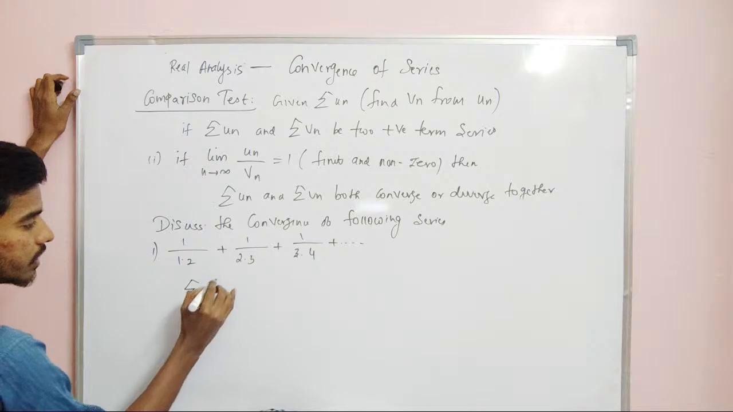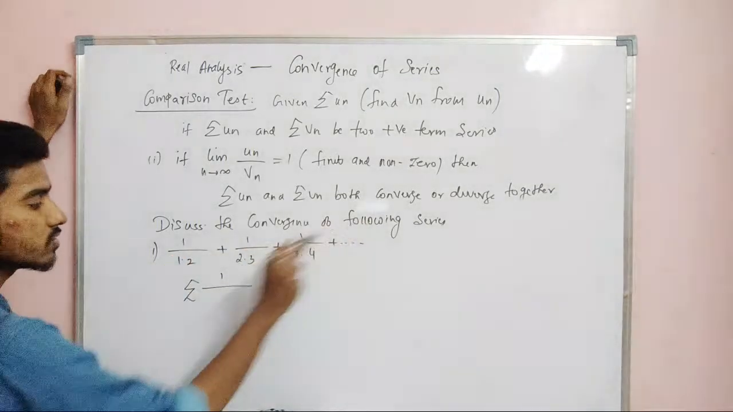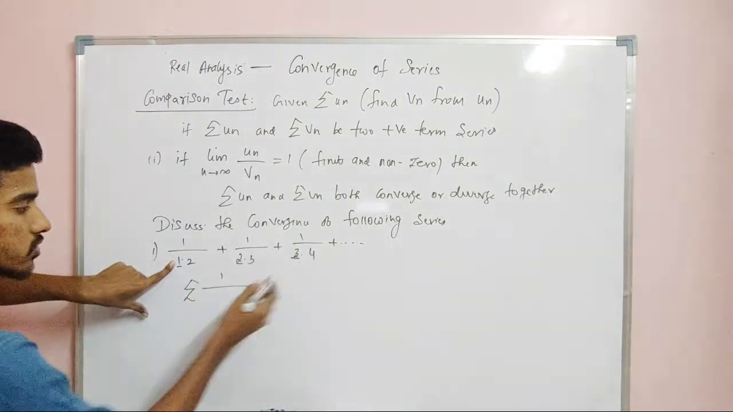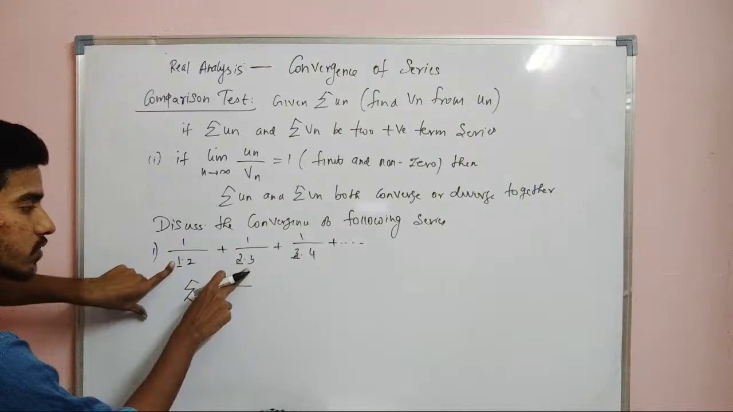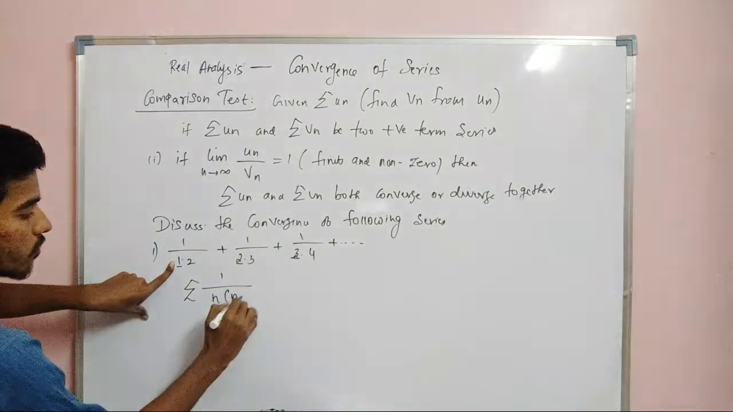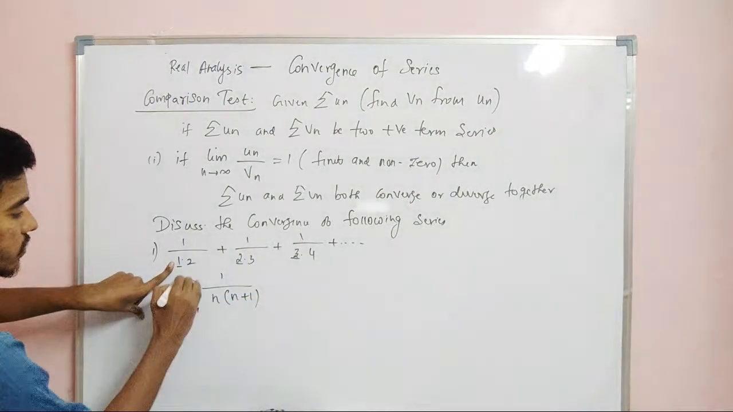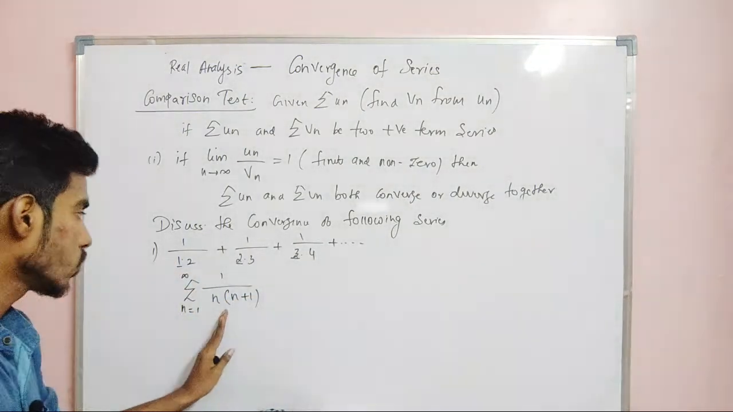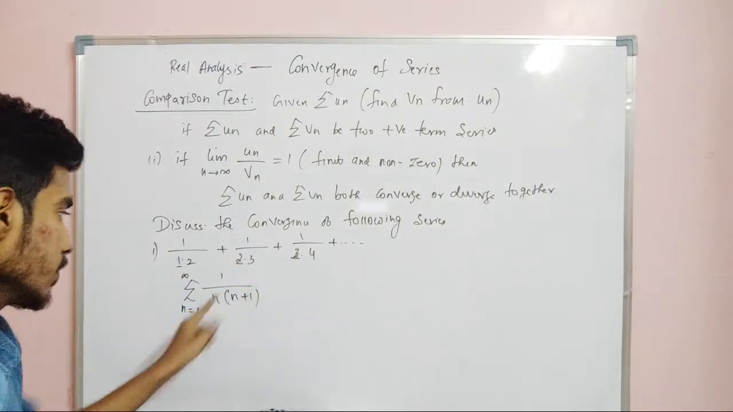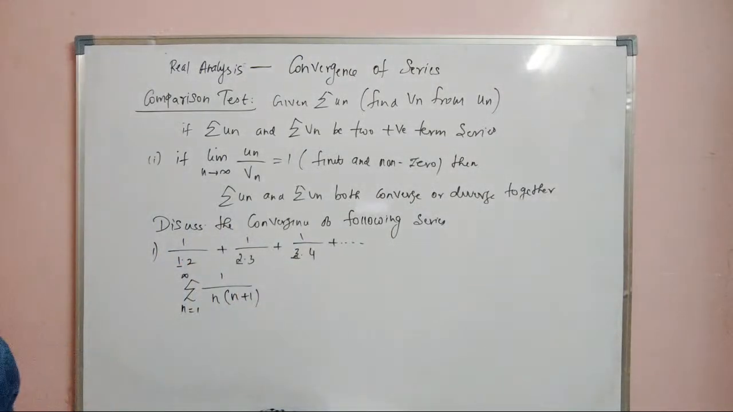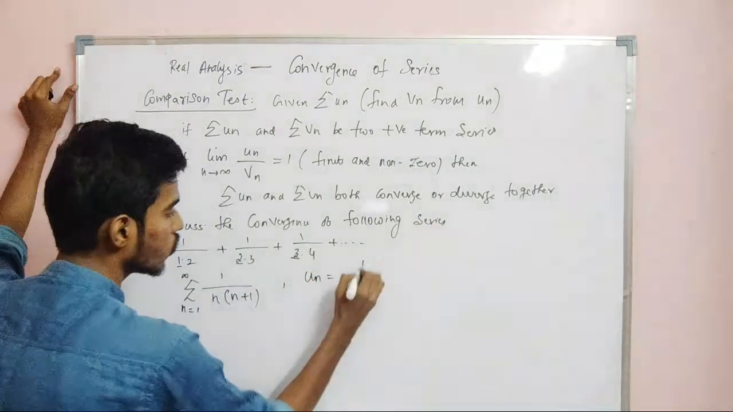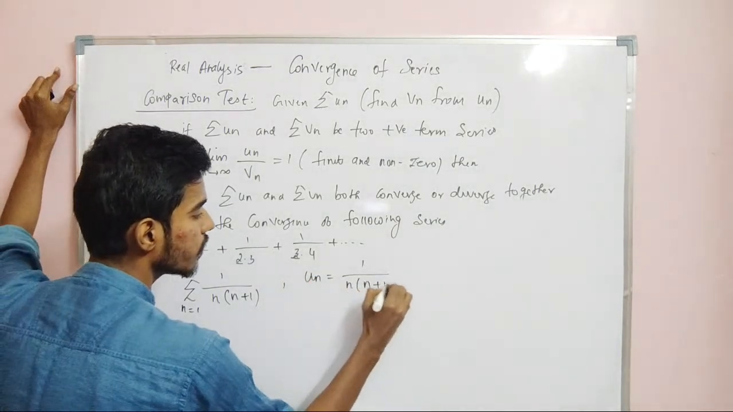Clearly, you can see 1 is everywhere, so the numerator will be 1. Now here you can see 1, 2, 3. The first term is n into n plus 1, summation n is equal to 1 to infinity. If n is equal to 1, you will get this term. If n is equal to 2, we will get this term, and for n is equal to 3, we will get this term, and since it is summation, we will have plus between them. So our Un is 1 by n into n plus 1, right?